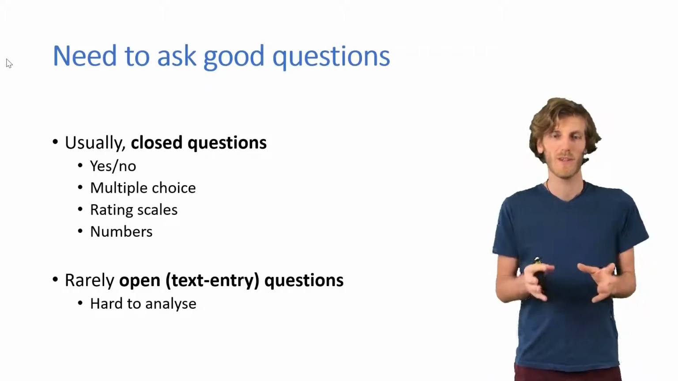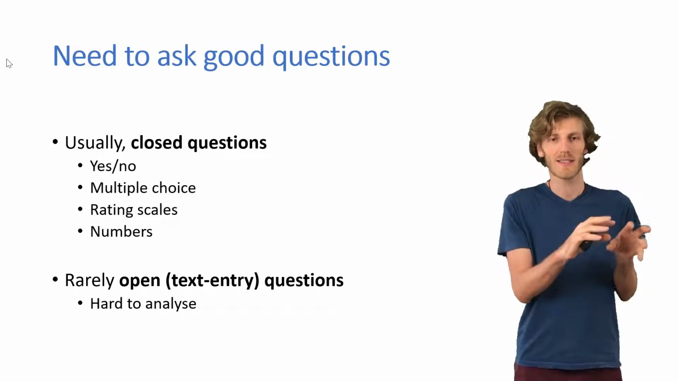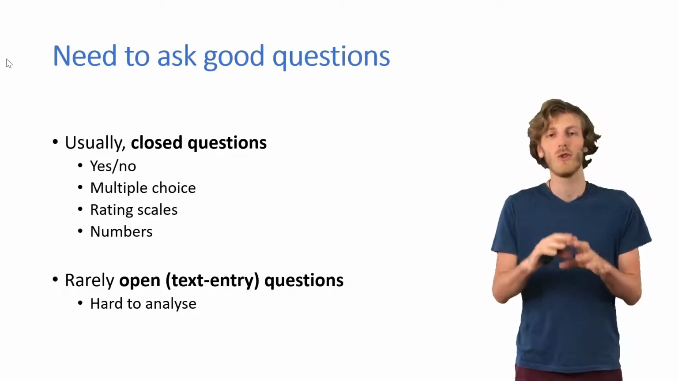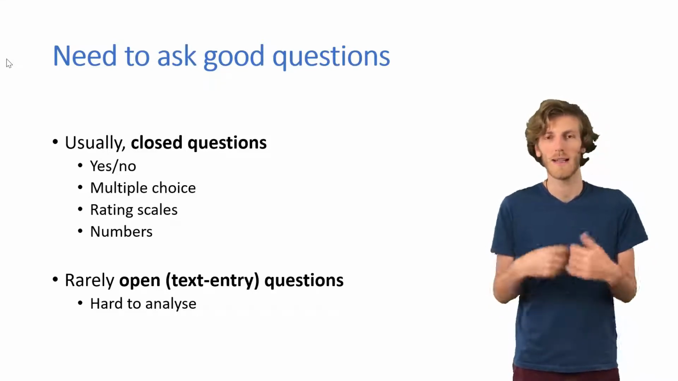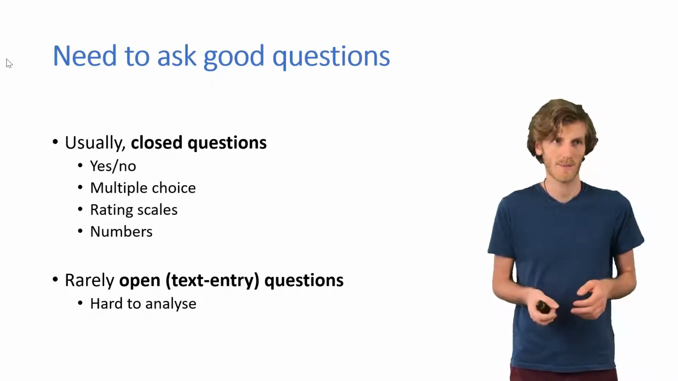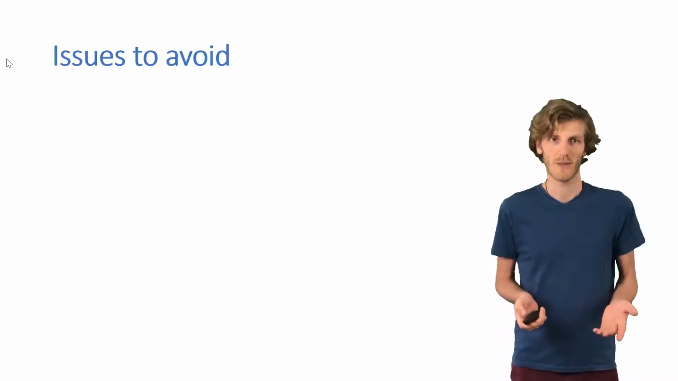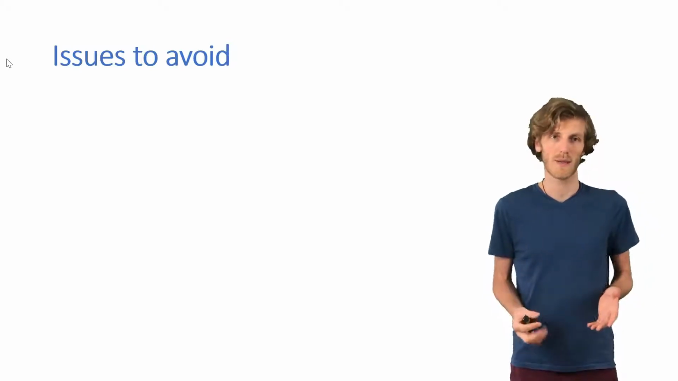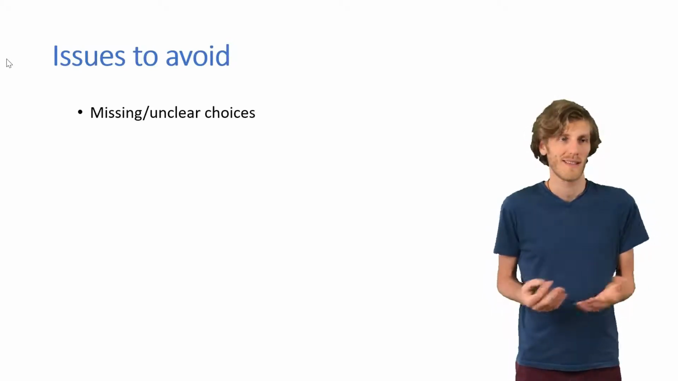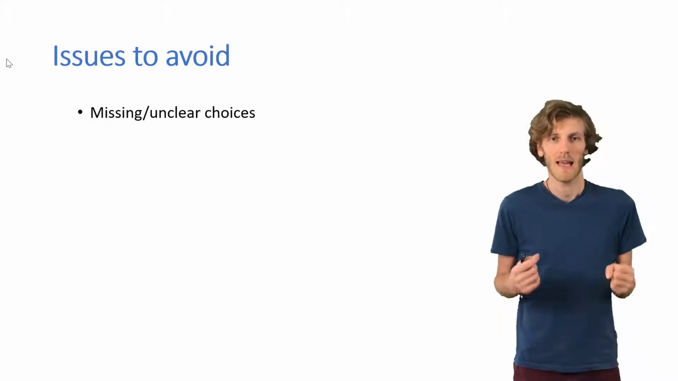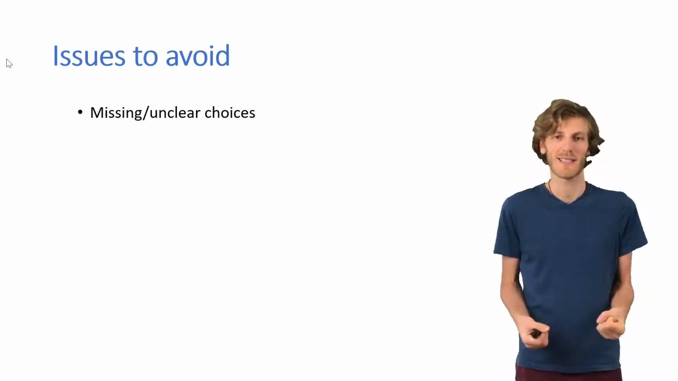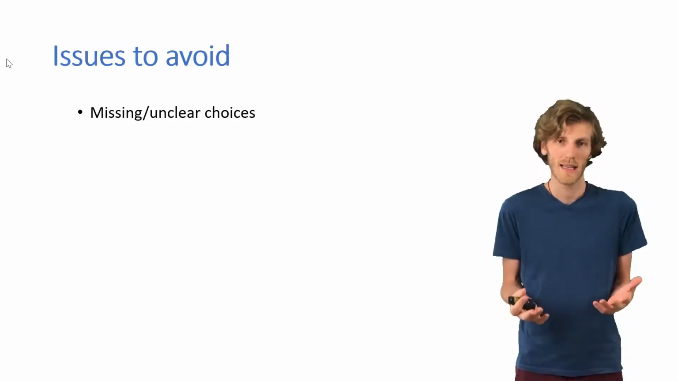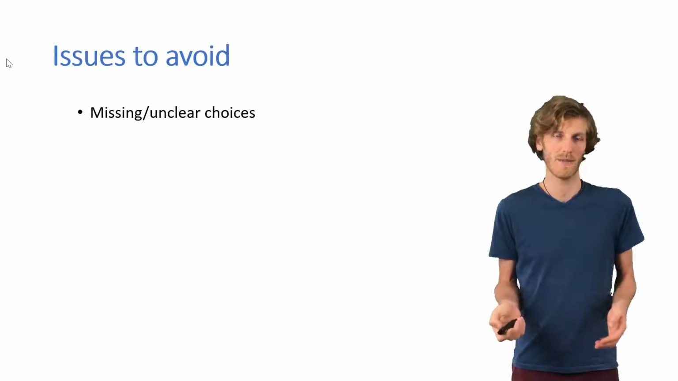So the overall challenge is how to ask good questions to explore complex constructs and how to use closed questions to do so, rather than open-ended, more qualitative questions. There are a couple of obvious issues to avoid, and we'll discuss examples in class, so I'll go through this quite quickly. One key issue to avoid is having multiple choice questions with missing choices. Not great if participants can't give the answer that they would want to give.